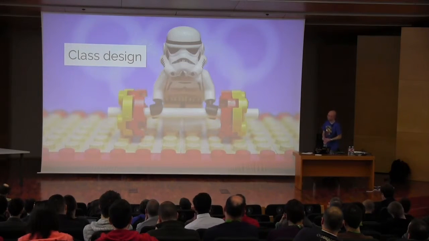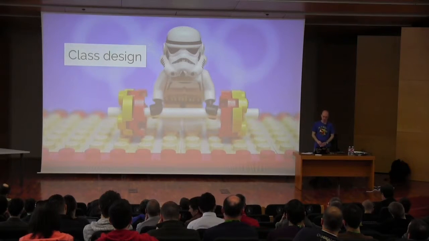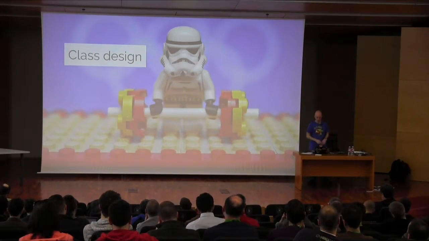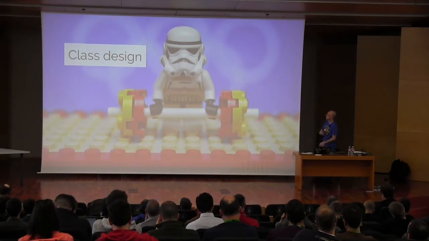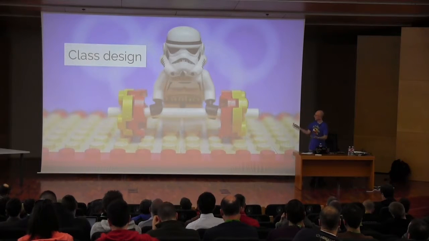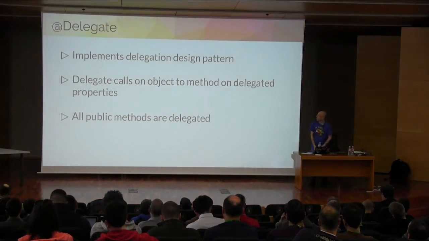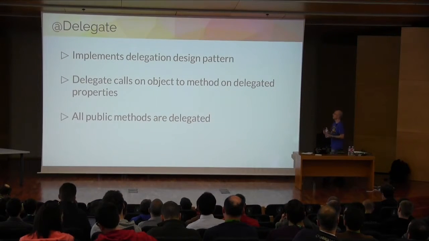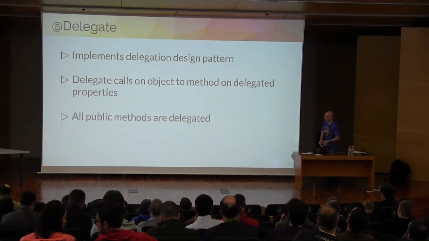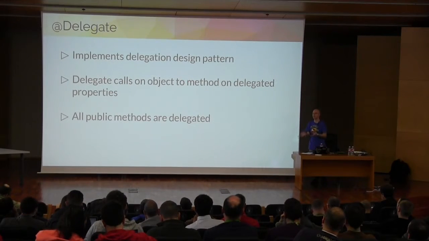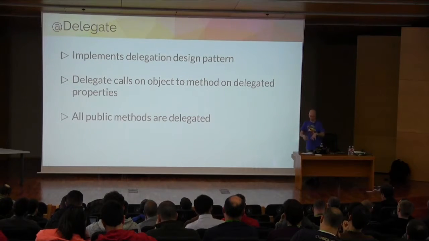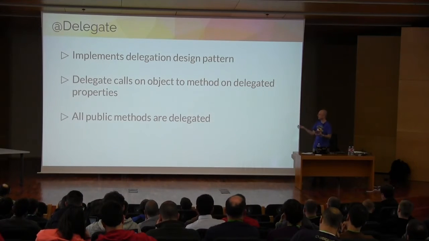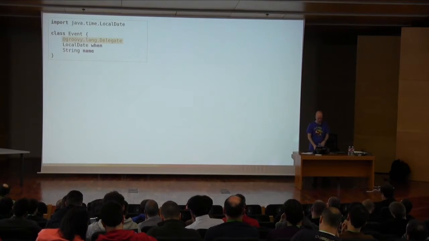And now I'm going to talk about these class design annotations. These categories of annotations are aimed at simplifying the implementation of well-known design patterns such as delegate, singleton, using a declarative style. So with delegate, we are going to implement this delegation design pattern, and we are going to delegate the calls in the instance to the delegated properties. And what this annotation is doing is promoting or delegating all the public methods in the delegated field. So let's see with an example.